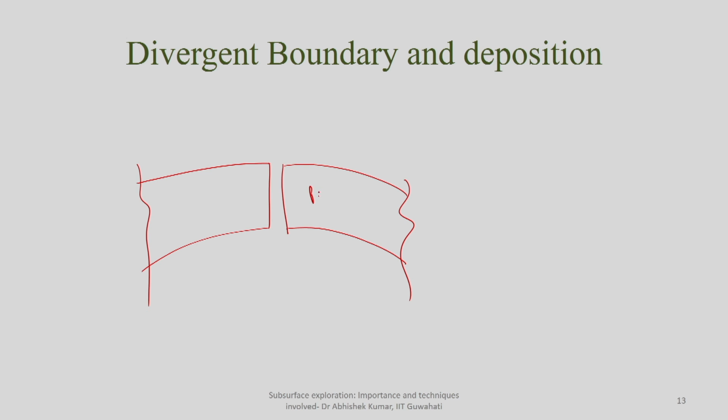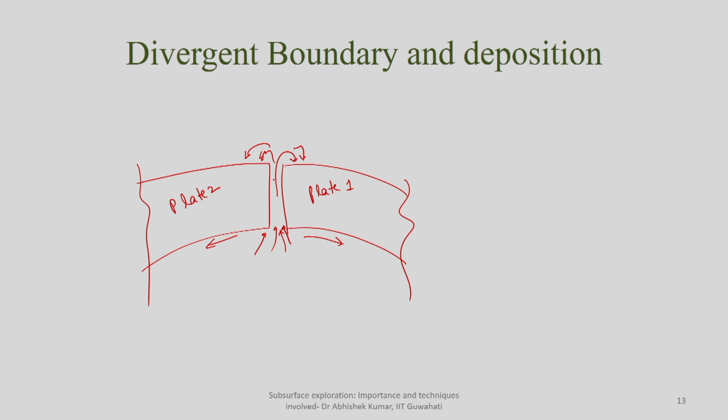So, this is like plate 1, this is like plate 2, and because of this, material will come onto the surface because of convection current. So, this is going in this direction, this is going in this direction, material will come onto the surface and getting deposited.